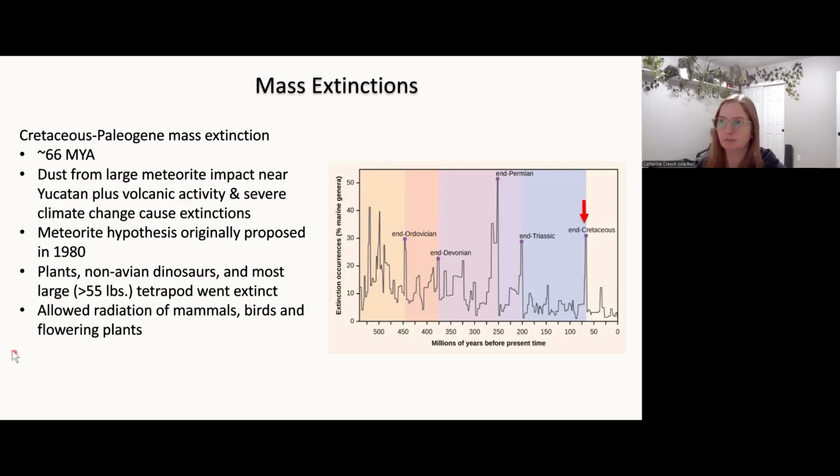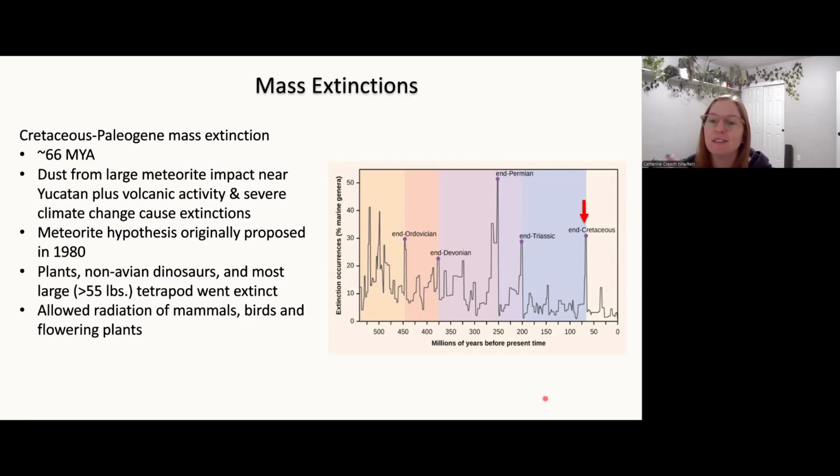Now, the next mass extinction that we love to talk about is the Cretaceous-Paleogene. Here we have End Cretaceous, and this mass extinction was only 66 million years ago. There was a large meteor impact in the Yucatan Peninsula, and that added to volcanic activity, created an atmosphere that caused extreme climate change. And we think that created the mass extinction. So it wasn't just the meteorite on its own. Plus, we didn't have the meteorite idea until 1980. And I love pointing out how recent that is because we're still learning.